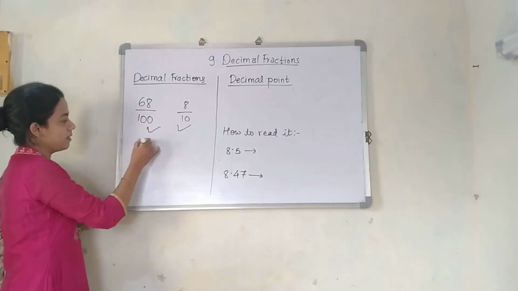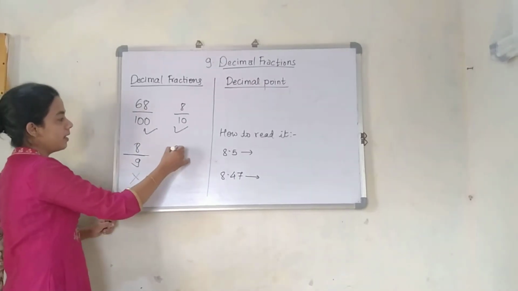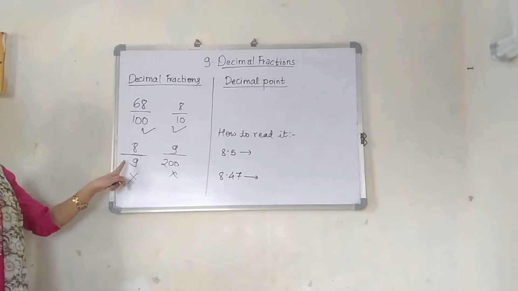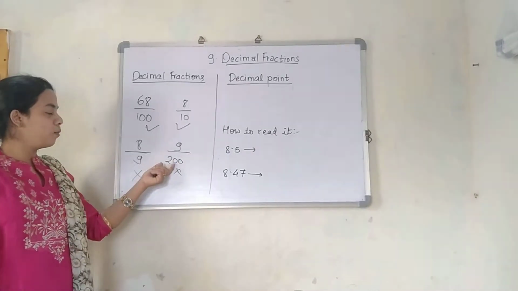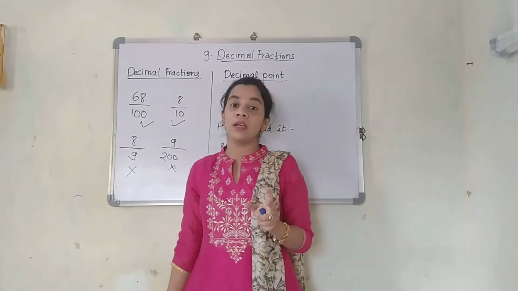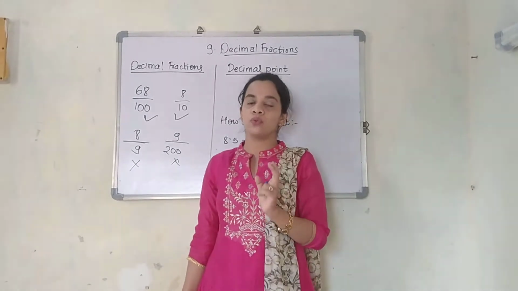Can I say these as the decimal fraction? No. Can I say this as a decimal fraction? No. Why? Because the denominators are not 10, 100 and like that. They are 9, they are 200, something like this. So, the denominators should be specifically 10, 100, 1000, 10,000, 1 lakh and so on.